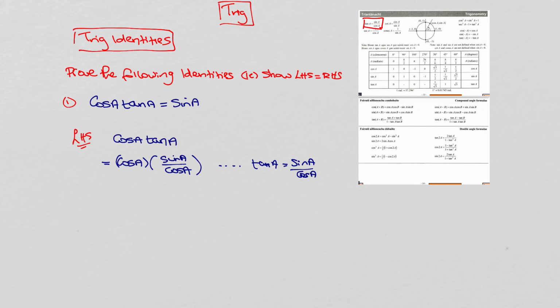And now that's it, we're done, because cos goes into cos once, and 1 times sine A is sine A. And that's equal to the right-hand side. So we say, therefore, the left-hand side equals the right-hand side, and we always have to conclude with the original statement. Hence, cos A multiplied by tan A is equal to sine A, irrespective of what that angle A is.